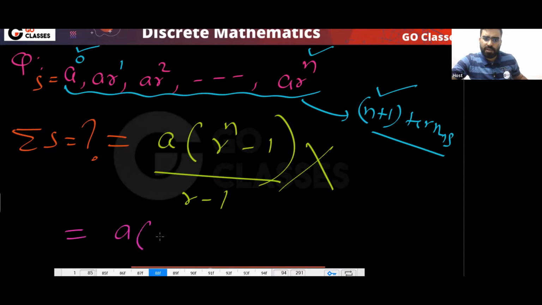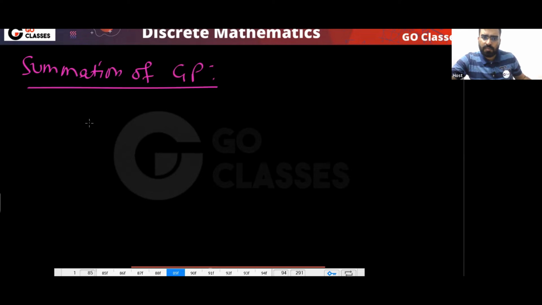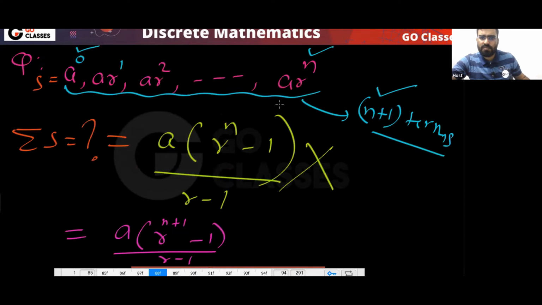So the formula will be A into (R power n plus 1 minus 1) divided by (R minus 1). So remember, the summation of GP formula is like this. Take care about this. First term multiplied by (common ratio power number of terms minus 1) divided by (R minus 1). So here you have the number of terms, and this is your first term. In this sequence, you can notice this is a very common mistake.